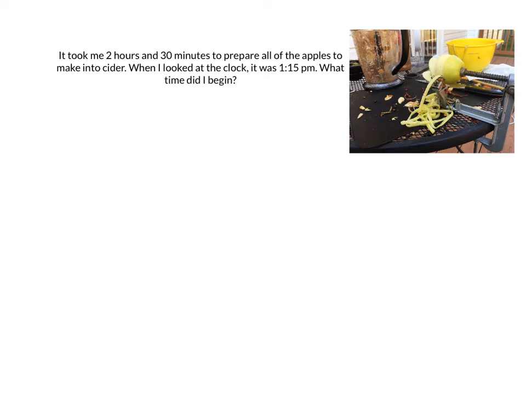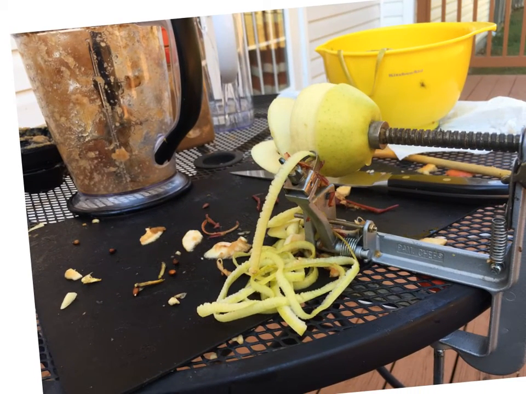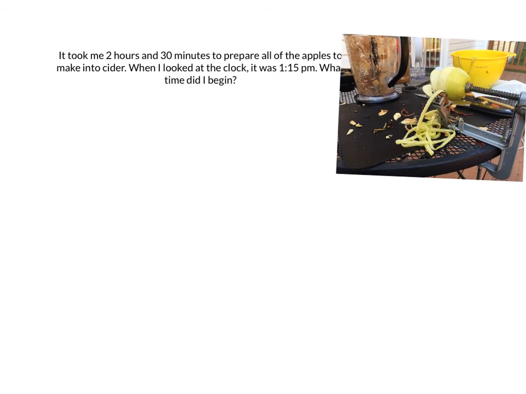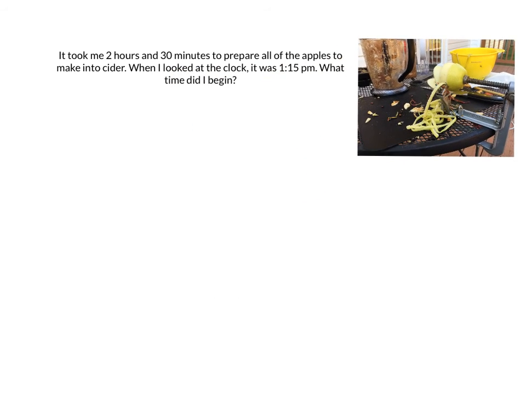So over this weekend I made apple cider using this fancy little machine that would let me take all the skin off and slice it up for me, and then I would blend it. And it took me about 2.5 hours to prepare all the apples to make it into cider. I forgot to see what time I started, but I saw it was 1:15 when I was done. So what time did I begin?